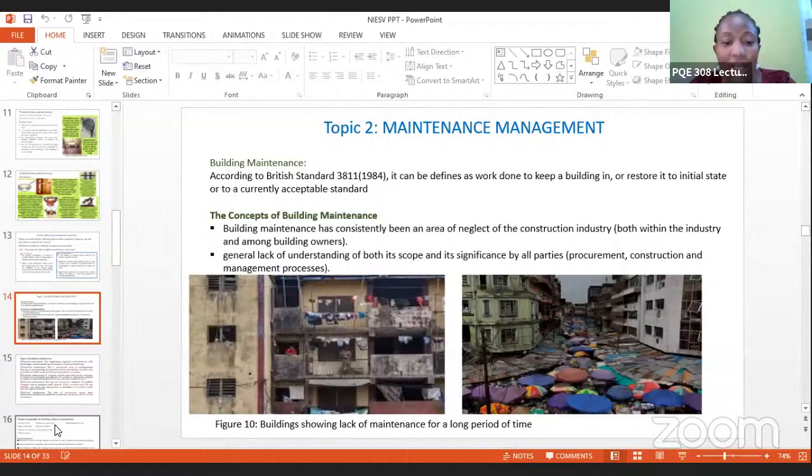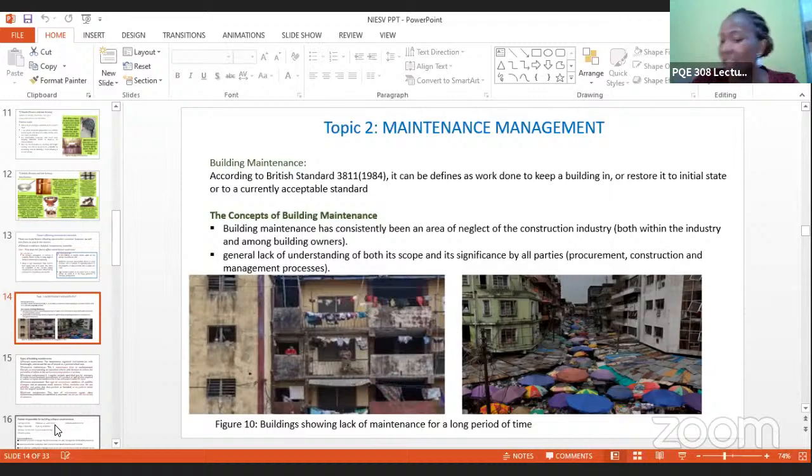So we can see in figure 10, in fact, these buildings we are looking at in figure 10, I'm sure we've seen a lot of these buildings that are already showing signs of distress. Probably these buildings were not maintained well, due to so many factors. These buildings might not even have lived up to their useful lifespan, but because they are not being maintained, they will quickly show signs of distress.